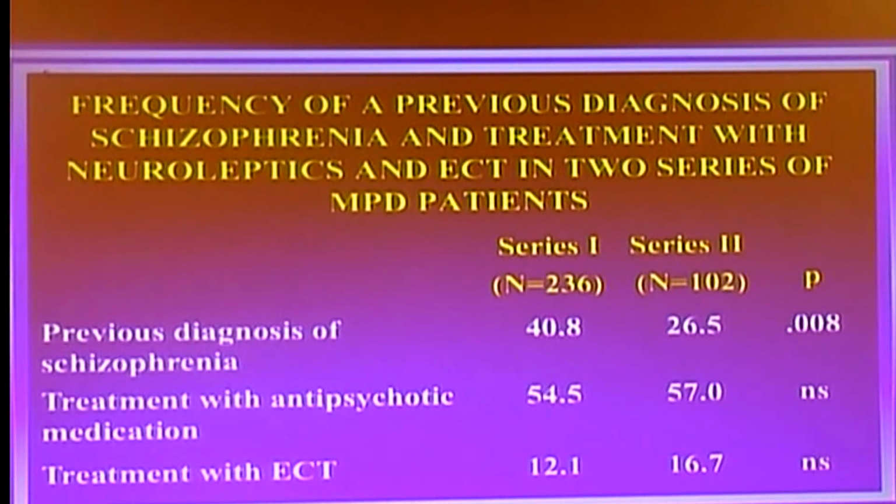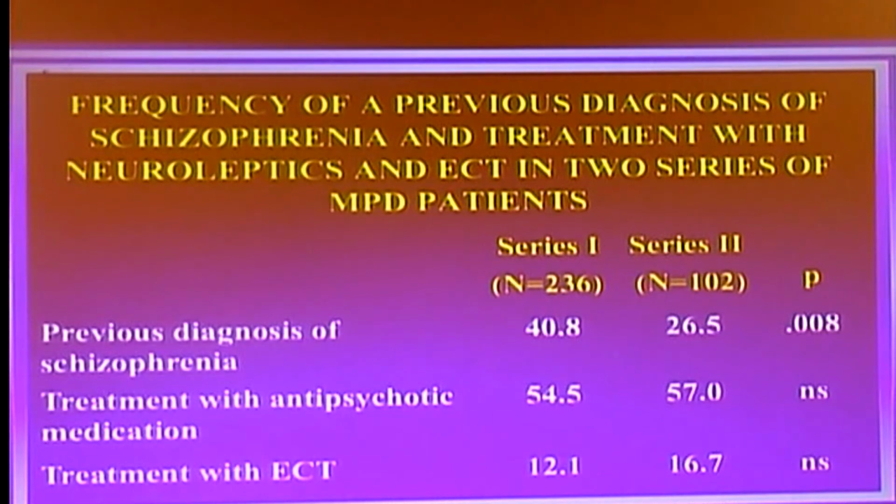Okay, so here's two large series. This is back in the MPD era, so this is all MPD patients. So series 1, there's 236 people with MPD. Series 2, there's 102 people with MPD. It's just two different studies. Previous diagnoses of schizophrenia, treatment with antipsychotic medications, and treatment with ECT, electroconvulsive therapy. So these are people who are in treatment for MPD. And somebody's looked at them clinically and figured out, okay, this person has MPD, and if we give them the structured interview, 94% of the time the structured interview will agree. They'll have high scores on the DES, etc.